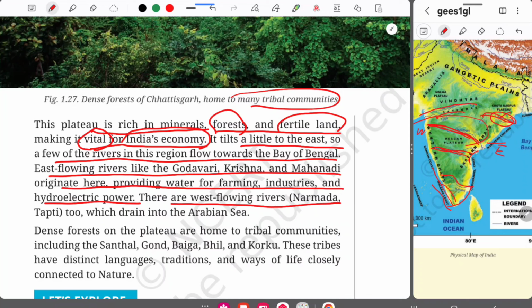There are west flowing rivers, that is Narmada and Tapti too, which drain into the Arabian Sea. Again, these are the west flowing rivers that we have already marked in the map, isn't it? Narmada and Tapti flow towards the Arabian Sea, meaning they drain themselves into the Arabian Sea. And these rivers are very important. They provide water for farming, for industries and also for hydroelectric power, meaning for generating electricity.